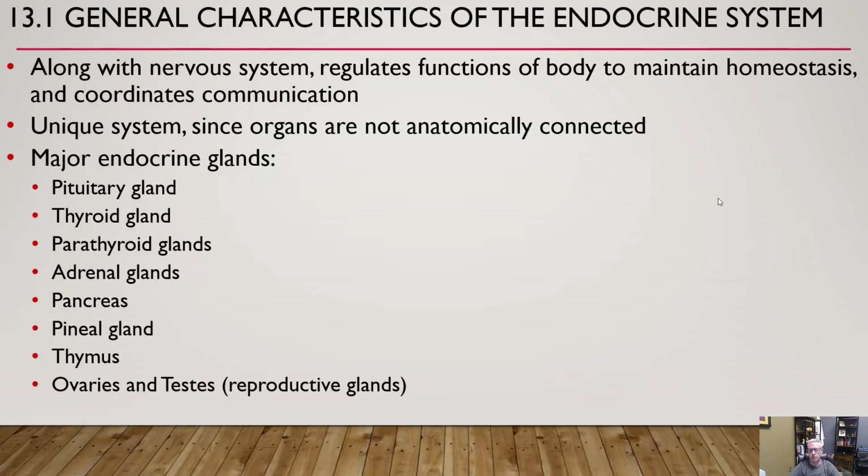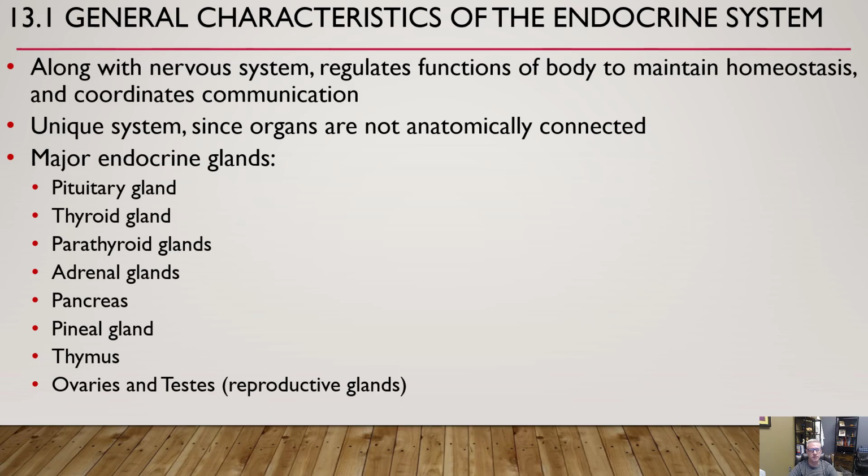So just some general characteristics of the endocrine system. Basically, the endocrine system and the nervous system are going to work hand in hand to perform the function. They're very interrelated in order to maintain homeostasis. Remember, homeostasis is that body zen, that natural internal constant state of well-being, and also coordinate information within the body.